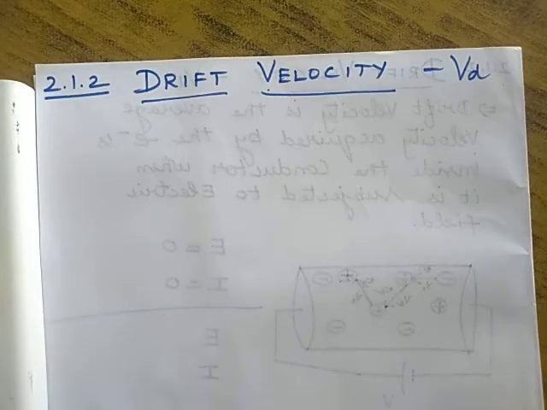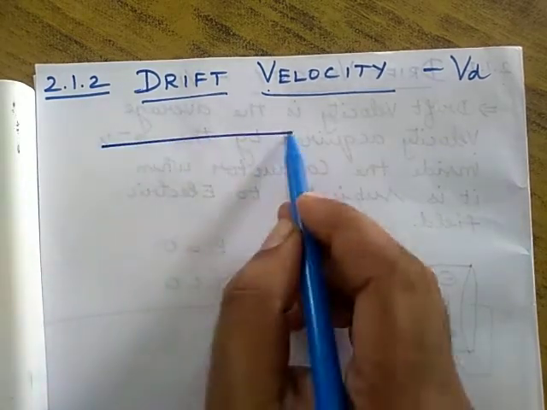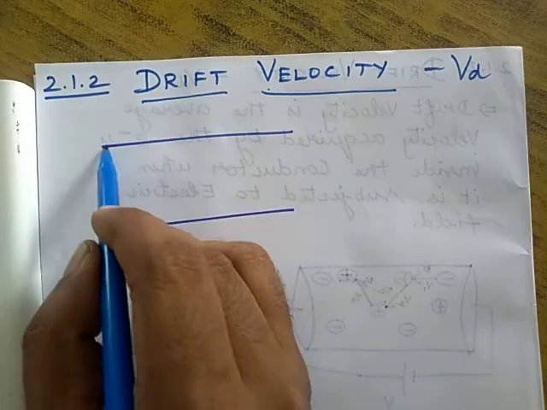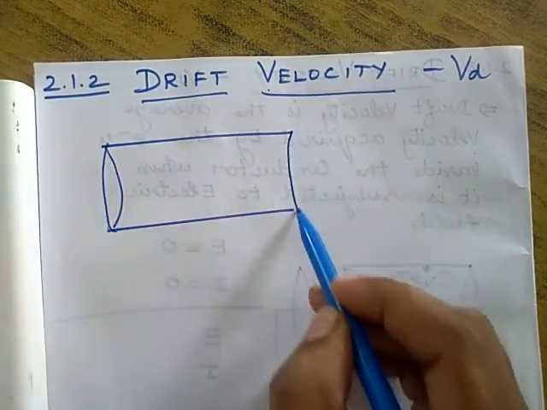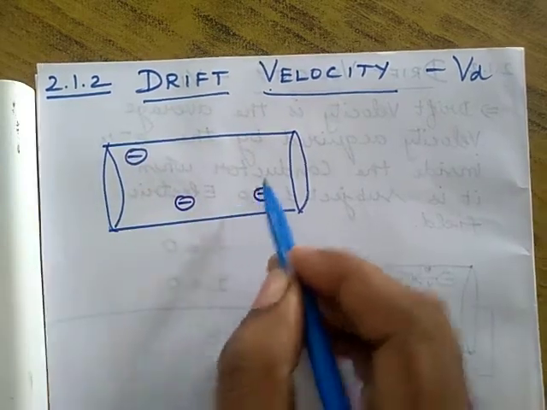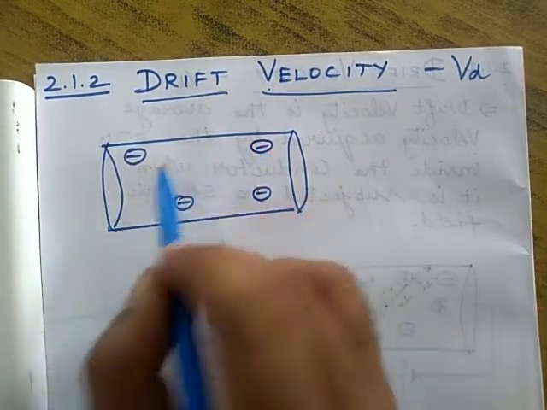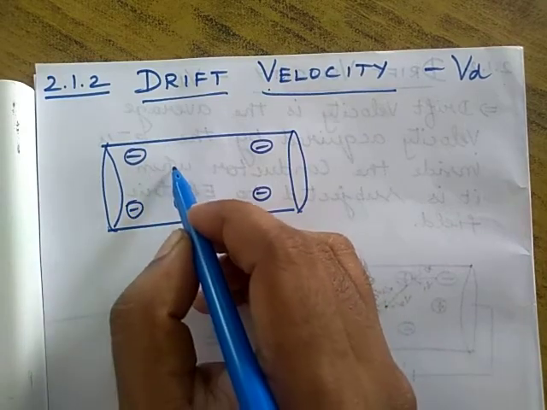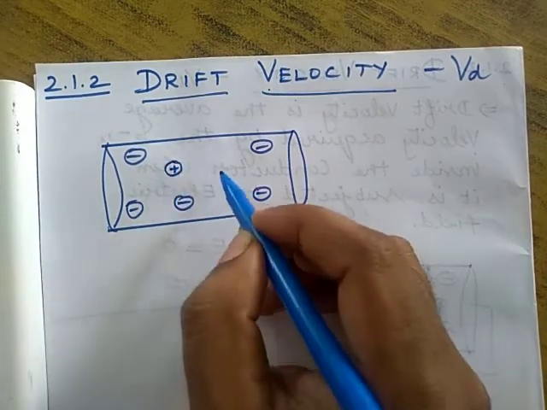Our next concept, drift velocity. Drift velocity is the average velocity attained by the electrons inside a conductor when it is subjected to an electric field. Here in this video, let us see how the electrons are drifting inside the conductor. First of all, I consider a conductor. Every conductor has an abundance of free electrons. In addition to these free electrons, there must be some positive ions also.